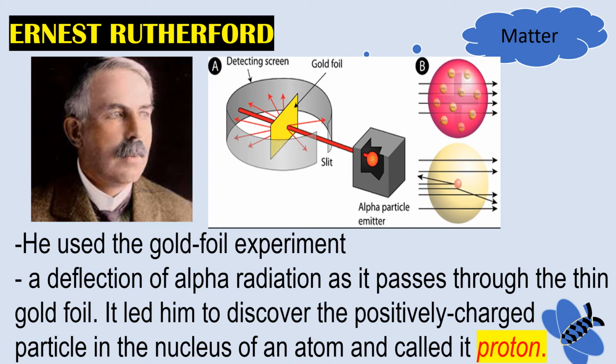The second scientist who discovered the subatomic particles was Ernest Rutherford. Ernest Rutherford used the gold foil experiment to observe a deflection of alpha particles as they pass through a very thin gold foil. It led him to discover the positively charged particle in the nucleus of an atom, and he called it proton.